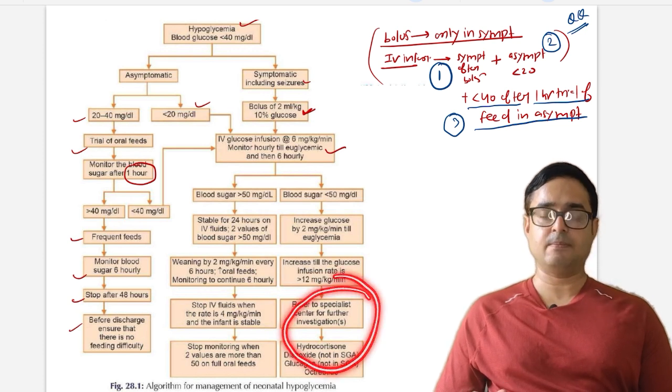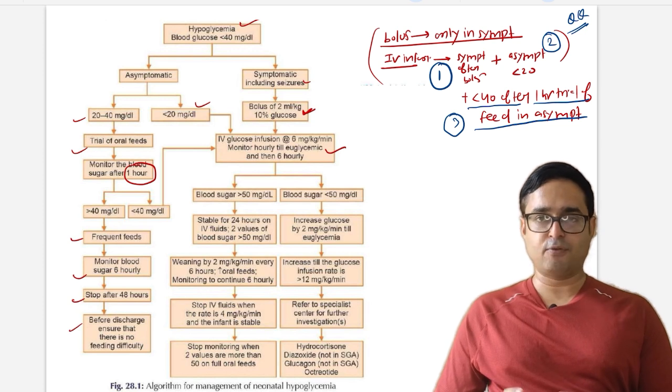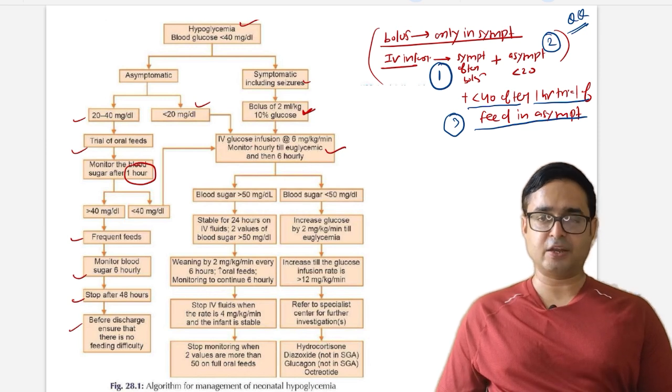We'll discuss them briefly. What I want to convey from this simple-looking flowchart is that it is important to consider it as clinical scenario based.